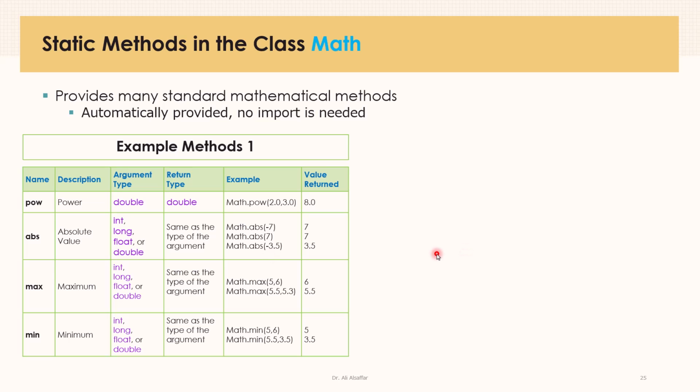The last two methods in this table are used for finding the maximum and minimum between two numbers. Their input data types can be integer, long, float, or double, and they return the same data type. As an example for maximum, here is finding the maximum between two integers, and here is an example of finding the maximum between two doubles. Similarly, as an example for finding the minimum between two numbers, here is an example of finding the minimum between two integers and the minimum between two double values.